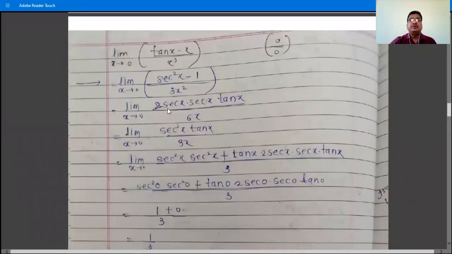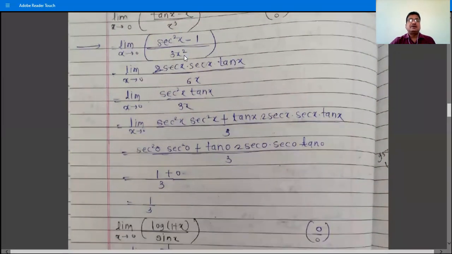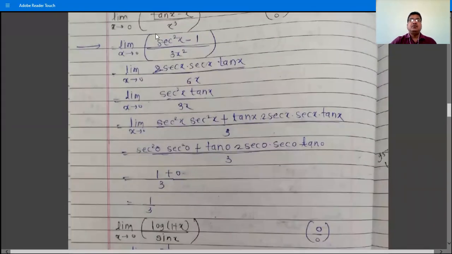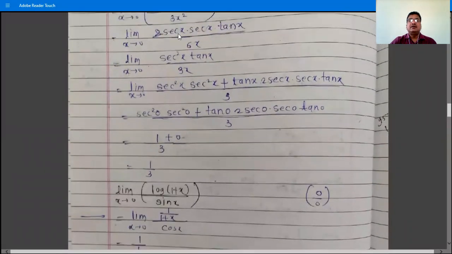Example on L'Hospital rule. Last lecture's example: limit as x tends to 0 of (tan x minus x) divided by x cube. We have a 0 by 0 form, so differentiate. The derivative of sec square x is 2 sec x into tan x. The derivative of sec x is sec x into tan x. The derivative of minus 1 is 0. The derivative of 3x square is 6x. Then this becomes sec square x tan x, 2 by 6 means 3.